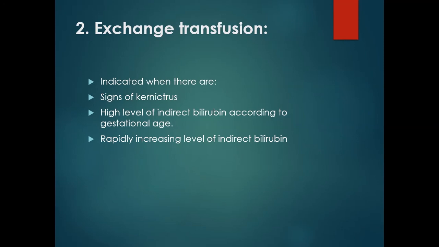It is indicated when there are signs of kernicterus, and early signs of kernicterus, that is to say decreased or absent Moro reflex and poor feeding, then you should go and do exchange whatever the level of serum bilirubin. Another indication is a high level of indirect bilirubin according to gestational age. For each gestational age there are charts that determine the level above which you apply phototherapy and the level above which you apply exchange transfusion. This depends on the gestational age and the weight of the child, and also on the age of the child, but this will guide the indication of exchange transfusion.